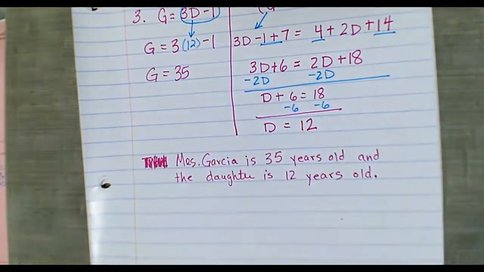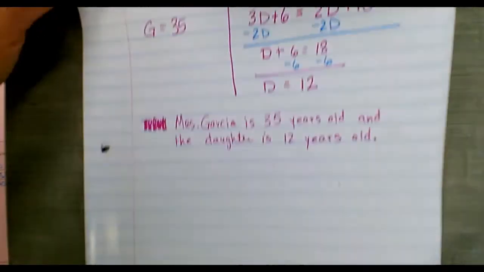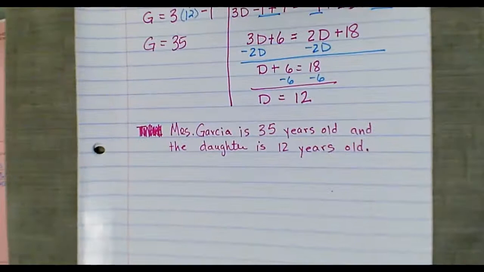Just supposing I came out with something like the daughter's 50 and the mother's 10. Would that make sense? Then that would mean I need to go back and look at my problem. Did I define my variables incorrectly? Did I make a sign mistake? So you look at your answer and say, the mother's age is more than the girl's age. Isn't that reasonable? Use a little bit of common sense.